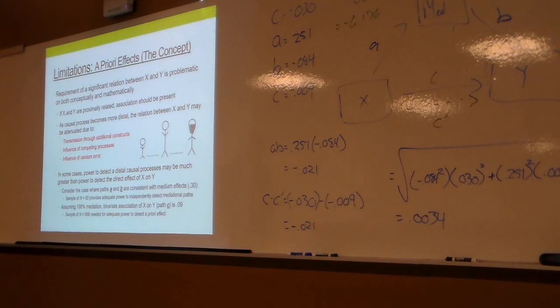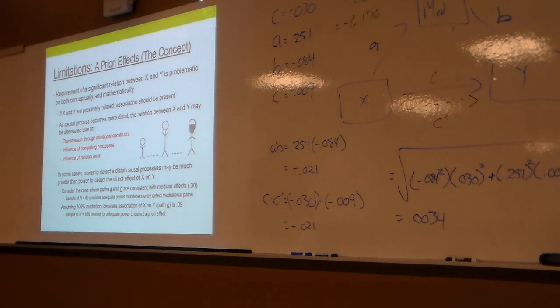So let's say in this situation, my path A is associated with a medium effect, say a correlation of 0.3 here, and my B path is associated with 0.3, right? So if I've got a medium effect for my path A and a medium effect for my path B, a sample of 80 people gives me enough power in my sample to detect the statistical significance of this and the statistical significance of this, okay?